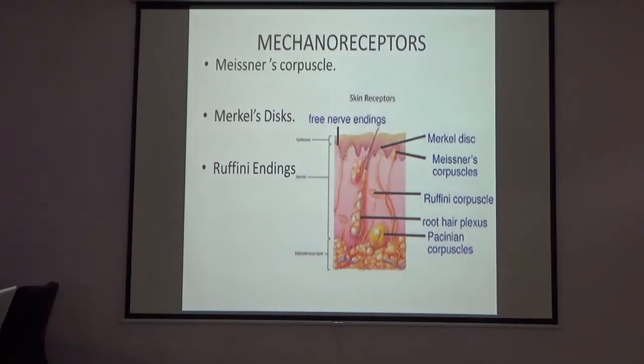Then there is one more, which is called Krause's end bulb. They function as mediators of the sensation of touch as well as pressure, and they are again rapidly adapting, present in the dermis and widely distributed in the skin.